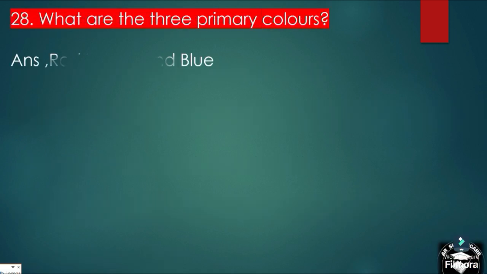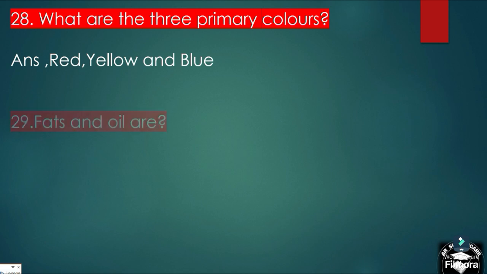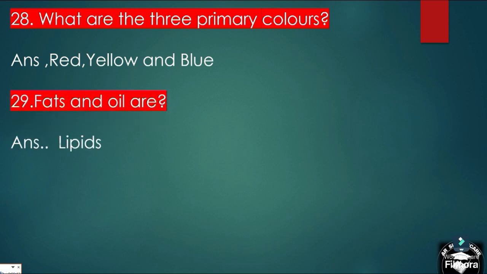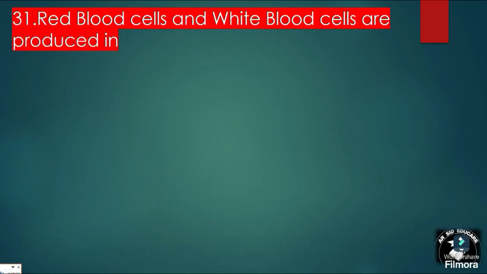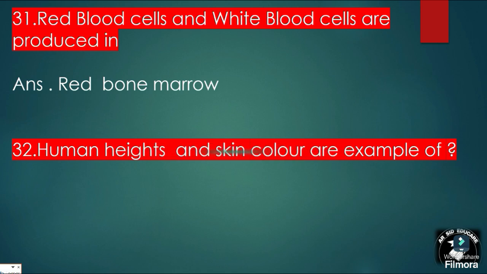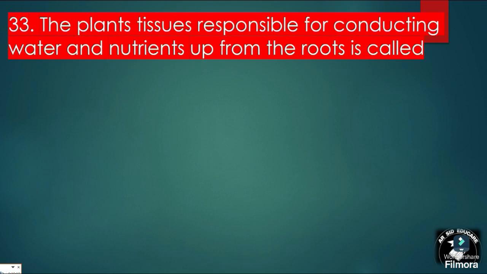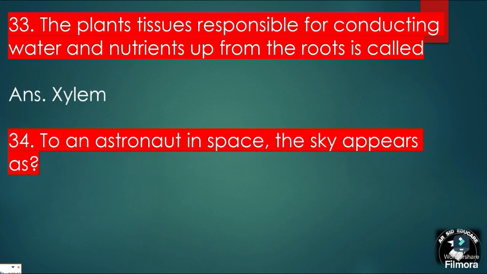What are the three primary colors? Red, yellow and blue. Fats and oil are lipids. When does carbon move from the abiotic world to the biotic world? When plants build glucose during photosynthesis. Red blood cells and white blood cells are produced in red bone marrow. Human height and skin color are examples of polygenic traits. The plant tissue responsible for conducting water and nutrients up from the root is called xylem. To an astronaut in space, the sky appears dark.